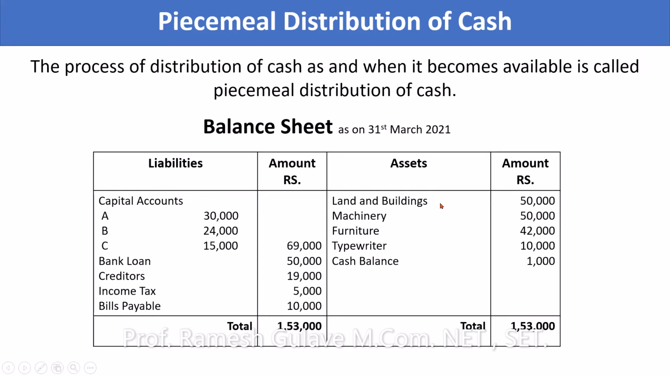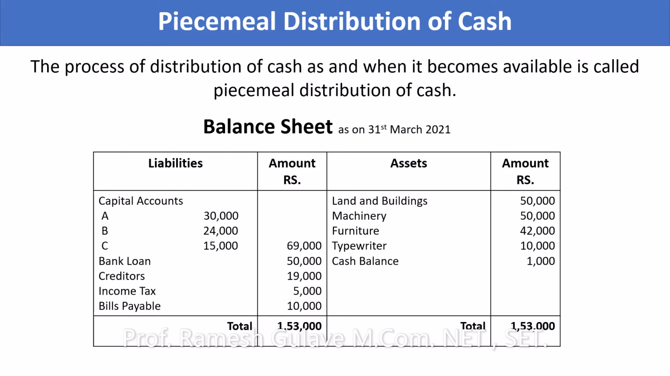So it is possible that, suppose in the case of this firm ABC, where ABC are partners, and the assets are land and building, machinery, furniture and typewriter, firstly the firm gets a buyer for their typewriter, and in the first realization they get 10,000 rupees. So here the question arises: whom to pay this 10,000 rupees first?